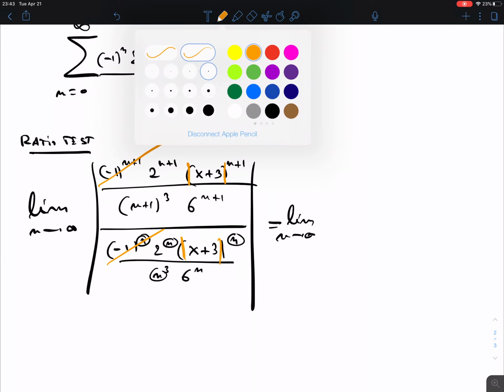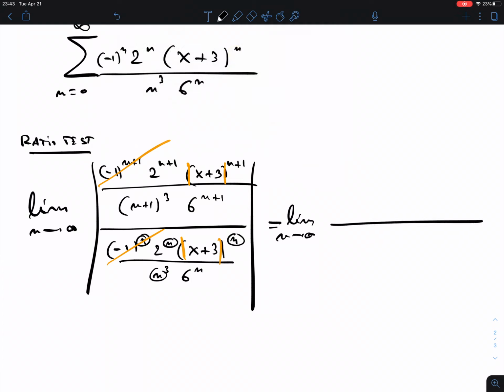So now I have to write this also. What do we have on top? Let's look at the top part first: 2 to the power n plus 1, and x plus 3 in absolute values to the power n plus 1. By the way, what's the center here? I should perhaps have started with that. Someone might say 3, but it is negative 3, right? Because the center is always x minus c. So what you need is negative 3 to get minus minus to get a plus 3.